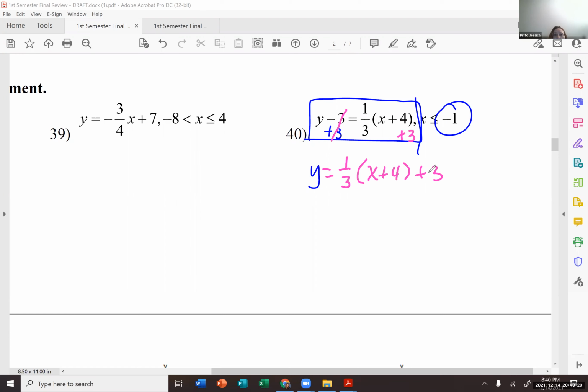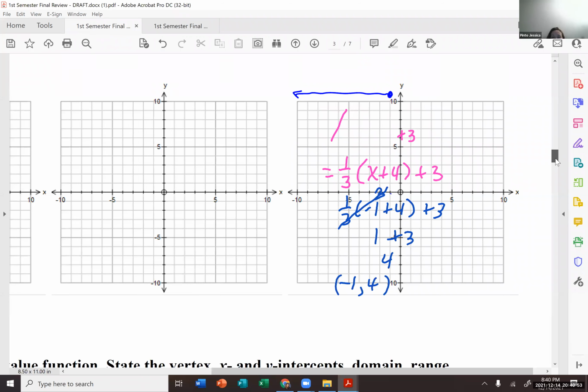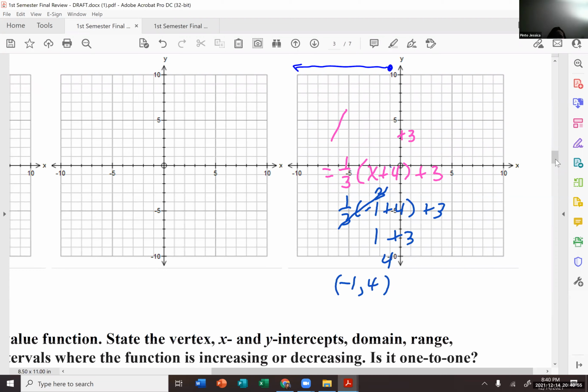So I'm plugging in the -1 to this equation. 1/3 of -1 plus 4, plus 3. No, so -1 plus 4 is 3. 1/3 of 3. That's 3 divided by 3. The 3's cancel and I have 1 plus 3, which is 4. All that work to say -1 comma 4. So back onto the graph, -1 comma 4 is where I put the closed circle. That's where I start. -1 comma 4.